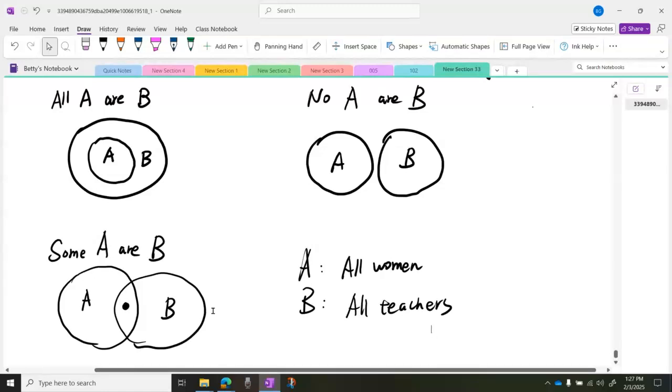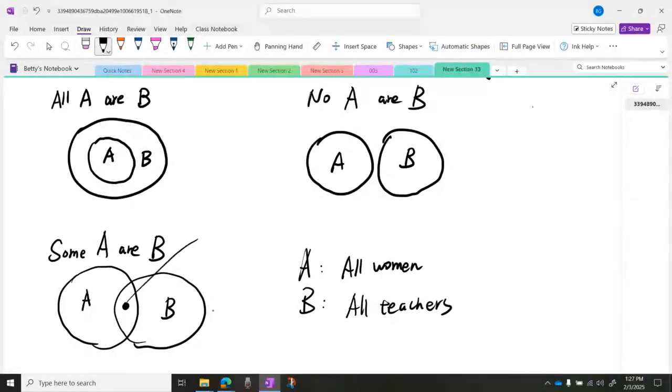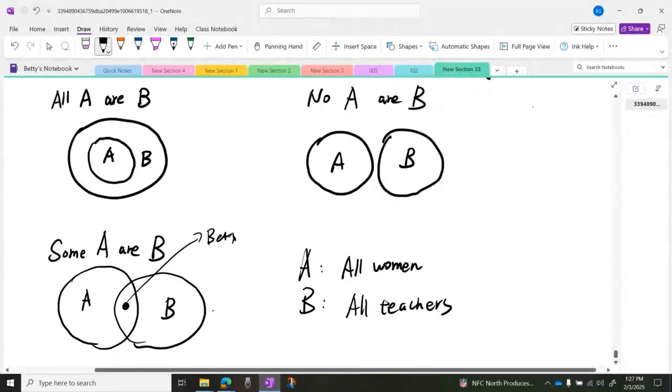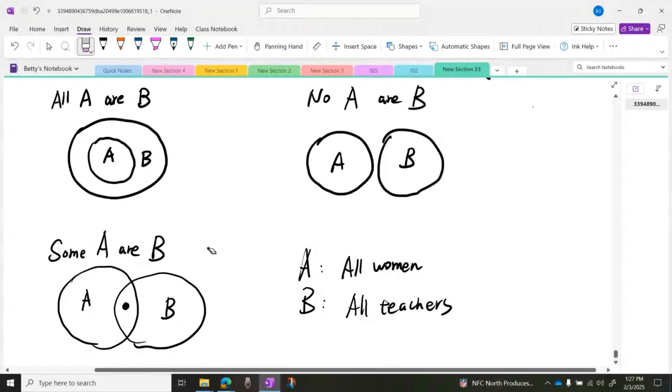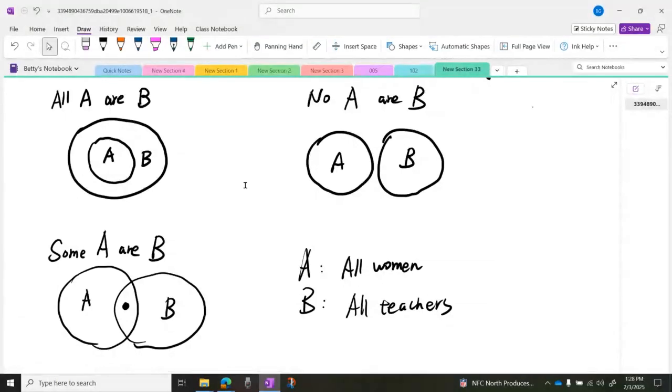Look at that. Betty. This dot can be me, right? Betty is a teacher. She is a woman. Some women are teachers. Betty is one example. So the dot appears in the overlapping part to stress the claim that at least one member in A belongs to B, right?